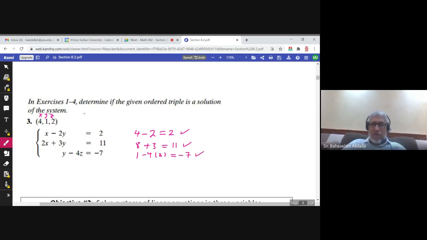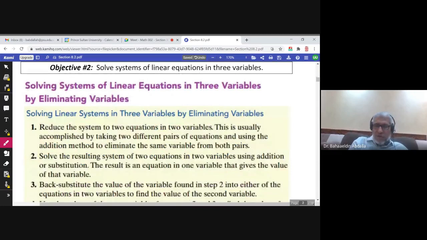Notice the question here, determine if. So if the ordered triple does not satisfy any of the equations, then immediately it is not a solution. To be a solution, it has to satisfy all the three equations. So in this case, it's a solution because it satisfied all the three equations.